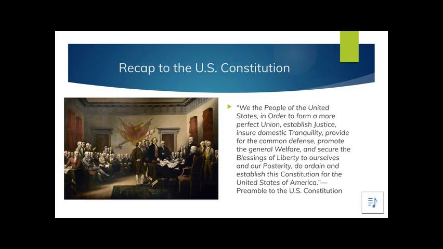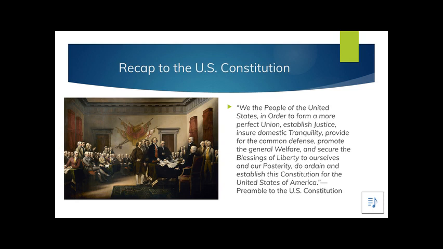So, just to recap here about the US Constitution, I'm going to read this quote, so just follow along. It says, "We, the people of the United States, in order to form a more perfect union, establish justice, ensure domestic tranquility, provide for the common defense, promote the general welfare, and secure the blessings of liberty to ourselves and our posterity, do ordain and establish this Constitution for the United States of America."